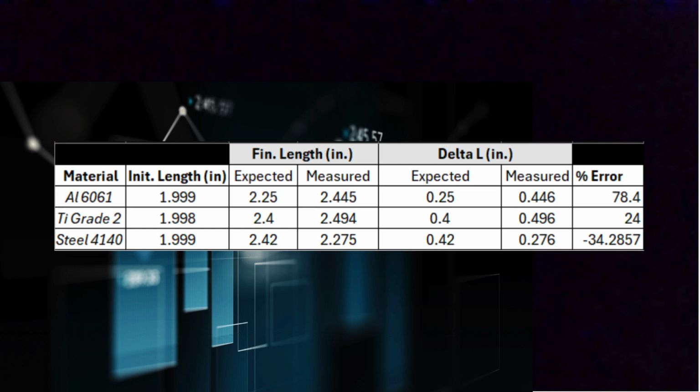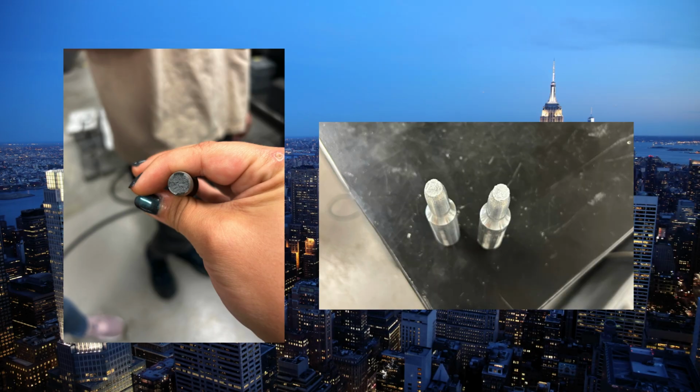Data that we found had a measured final length of 2.445 inches for an aluminum sample, 2.494 inches for a titanium sample, and 2.275 inches for a steel sample. That is roughly a 78% increase from what we would expect for the aluminum, a 24% increase for what we would expect for the titanium, and a 34% decrease from what we would expect for the steel. As you can see, tensile testing is very real and hurts many samples every single day.